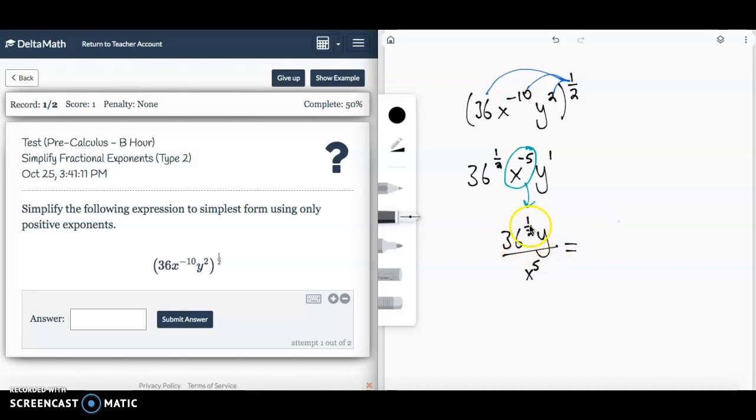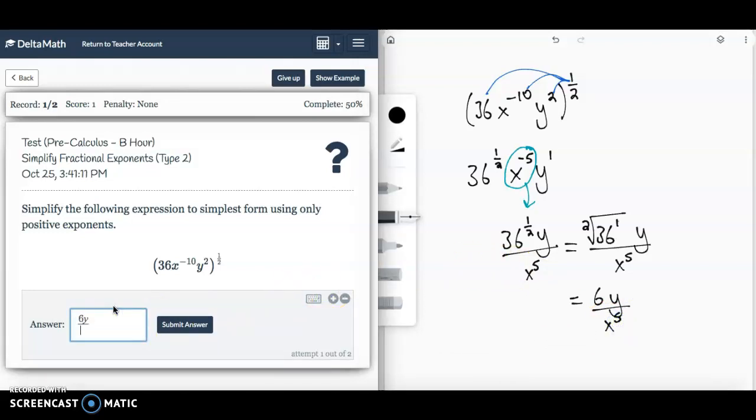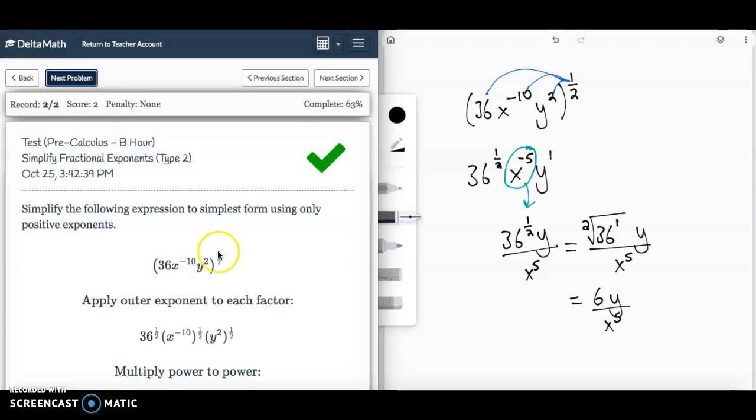So I know I can rewrite that as 36, power over index, y over x to the 5th. So this is really just the square root of 36, which we know is 6. So 6y over x to the 5th. And there we go.